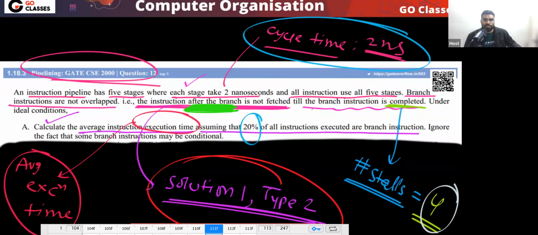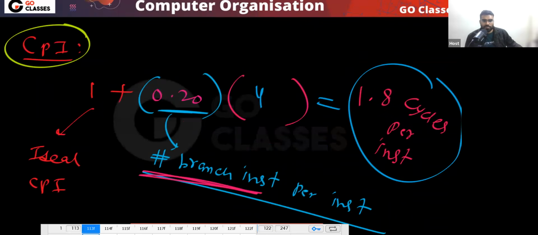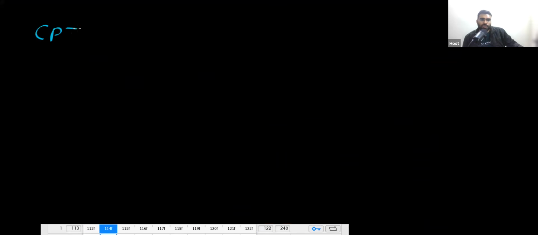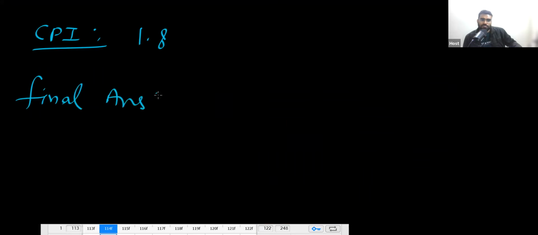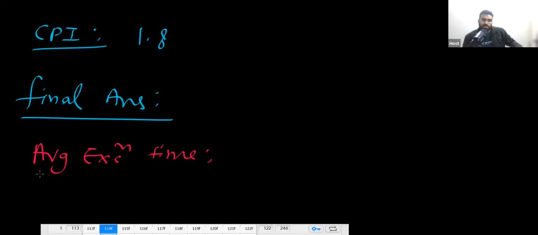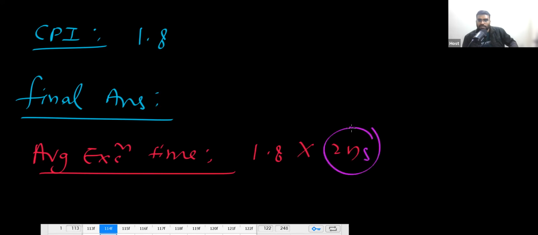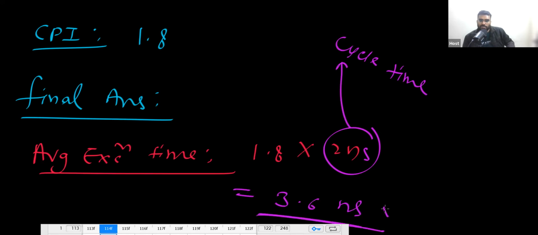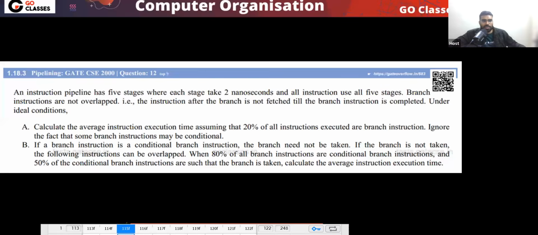So what will that be? Remember, your CPI is 1.8, but your final answer, that is your average execution time, will be 1.8 multiplied by 2 nanoseconds. That is the cycle time. So your answer will be 3.6 nanoseconds. Very simple.